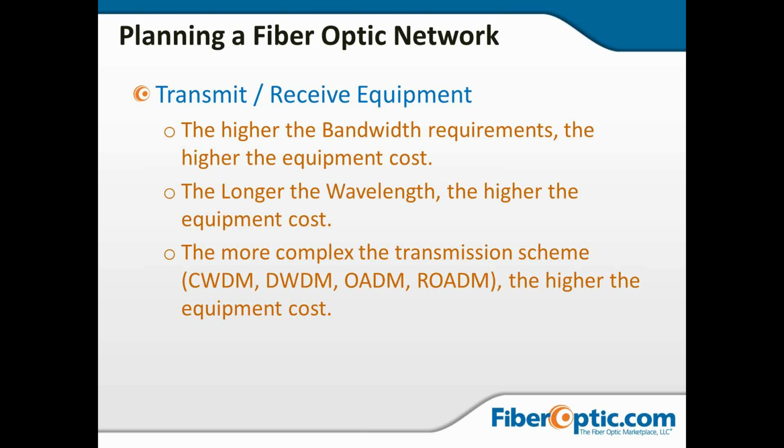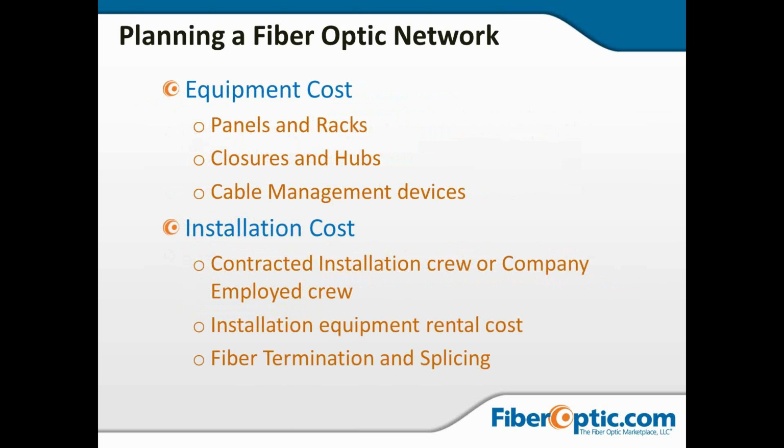Then there's the more complex transmission scheme. CWDM is complex enough. You go to DWDM, you're going to use the lower spectral width lasers, and your prices are going to start going up. You start using add-drop multiplexers, your cost goes up again. You start using programmable add-drop multiplexers, and you've got another layer of cost. So again, the more complicated your transmission scheme, the higher the equipment cost is going to be.